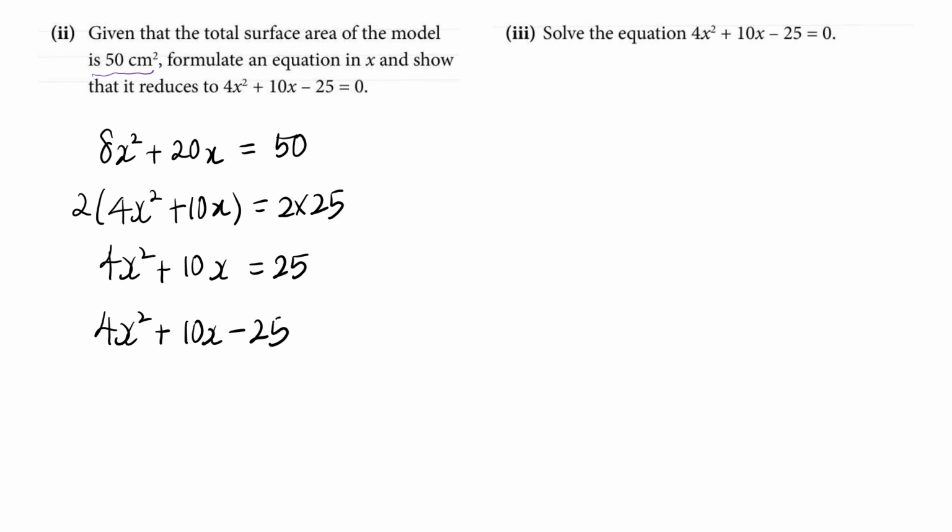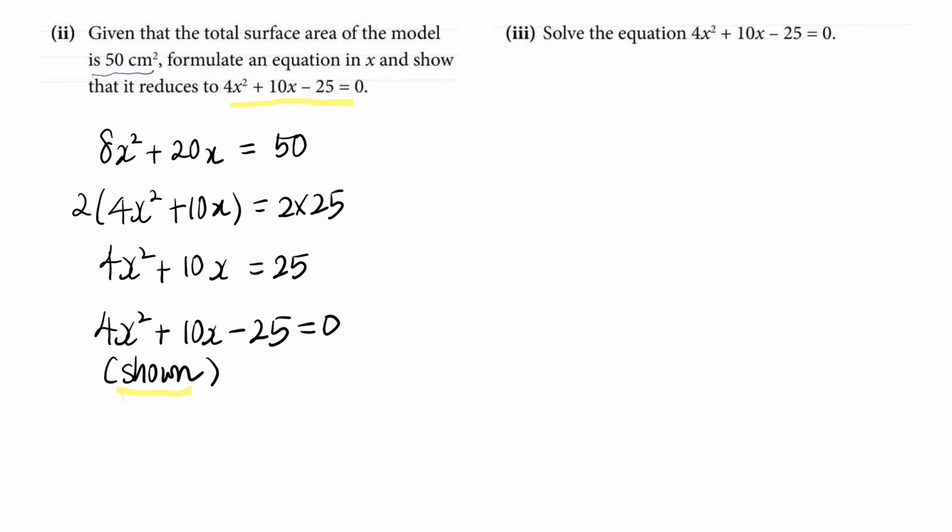Bring everything to the left hand side. It gives you 4x squared plus 10x minus 25 equals 0, which is exactly what the question requires you to find. And then you just end it off by saying shown, because you have actually shown the steps on how you can derive the quadratic equation as required in the question.